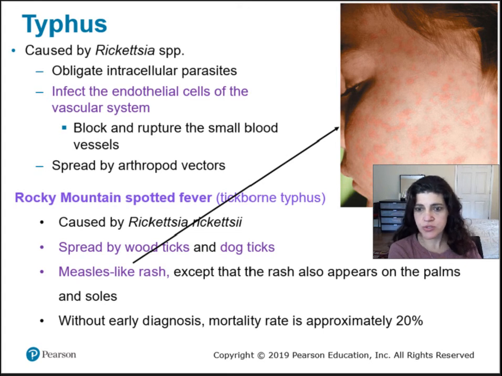It's important to notice that different types of tick can cause Rocky Mountain spotted fever. The early symptoms are very general and non-specific, but then the disease can rapidly progress to a more serious and life-threatening condition. Symptoms can include fever, headache, rash, nausea, vomiting, stomach pain, muscle pain, and lack of appetite.